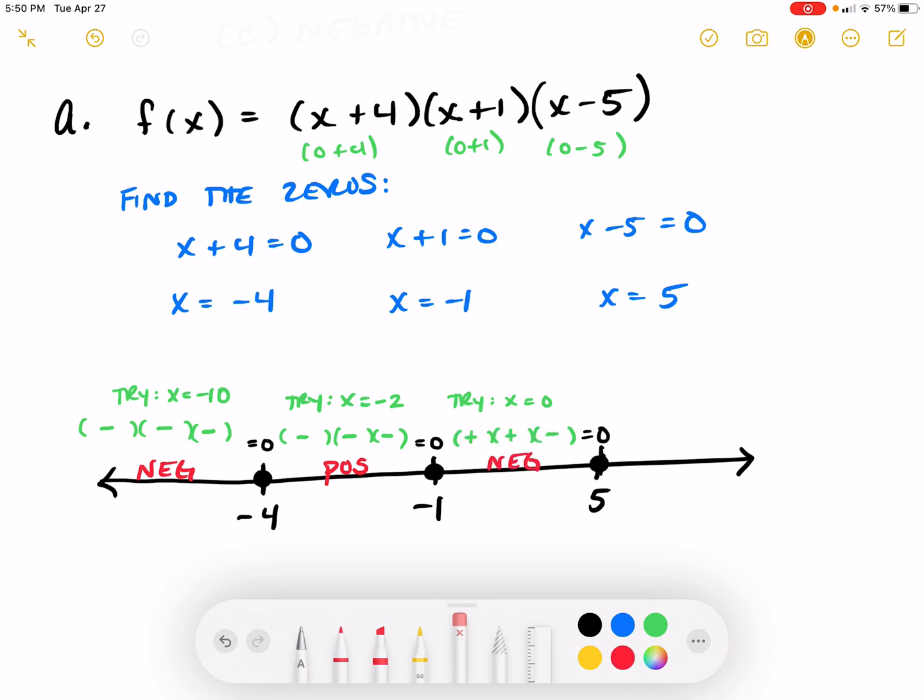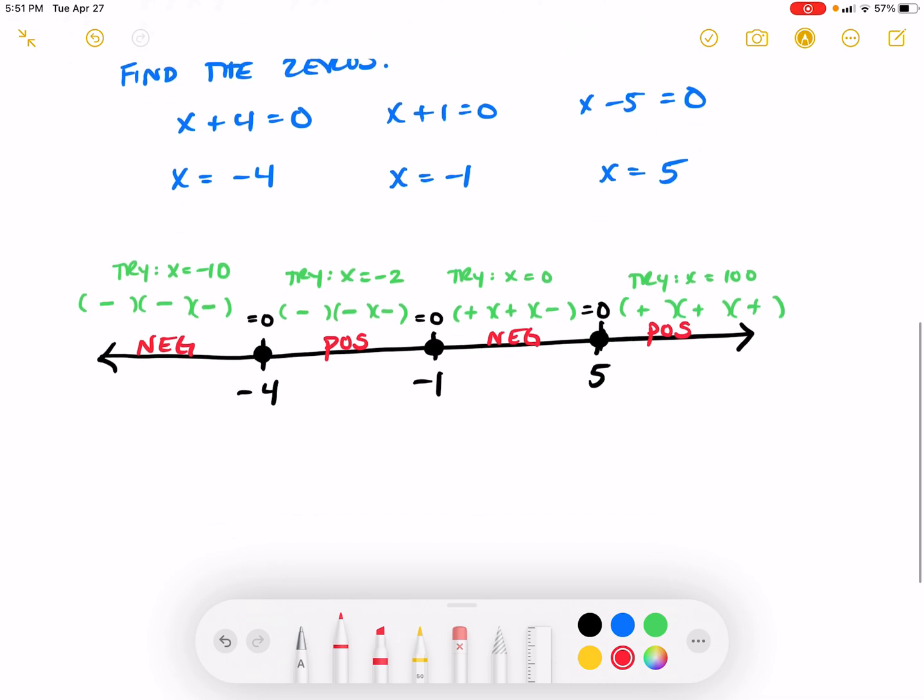All right? So we got one more interval to go. We're going to pick any number greater than 5. So let's say we were to try x equals 100, okay? That's the thing. It doesn't really make a difference as long as you pick a number that's bigger than 5. So we've got our three factors right here. Well, obviously 100 plus 4 is a positive, and 100 plus 1 is a positive, and 100 minus 5 is going to be a positive. And when we multiply three positives, we know that the result has got to be a positive, okay? So I would know that this last interval is going to be positive.